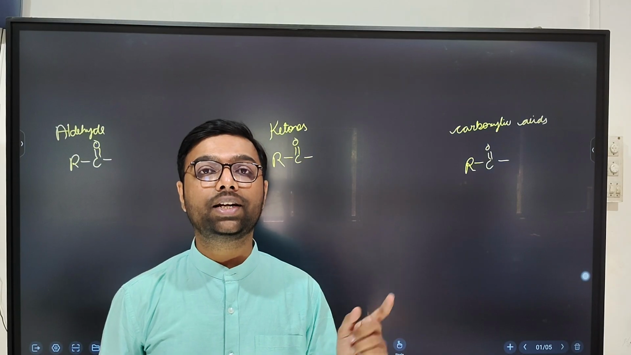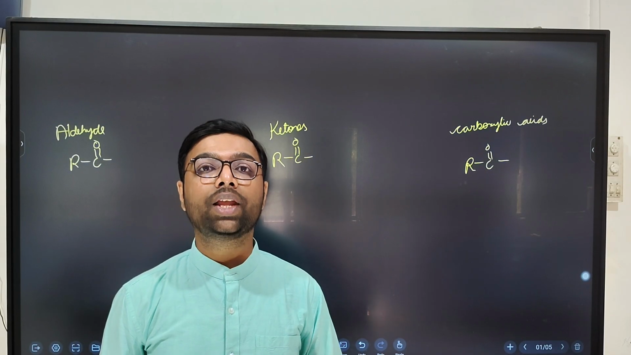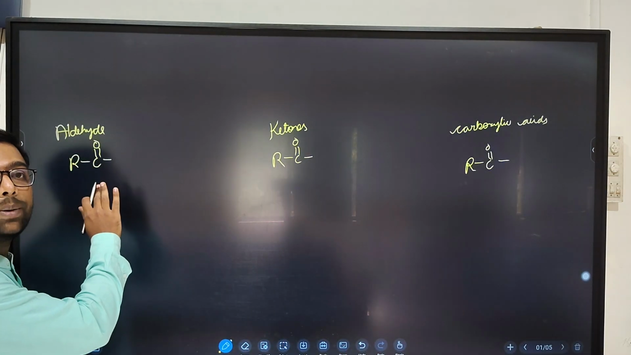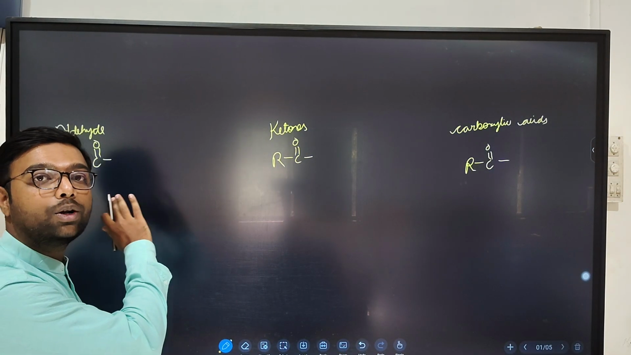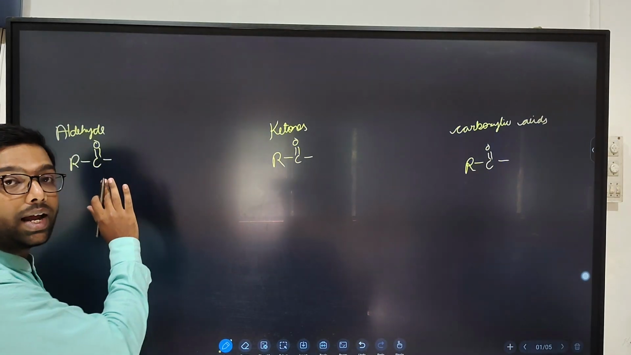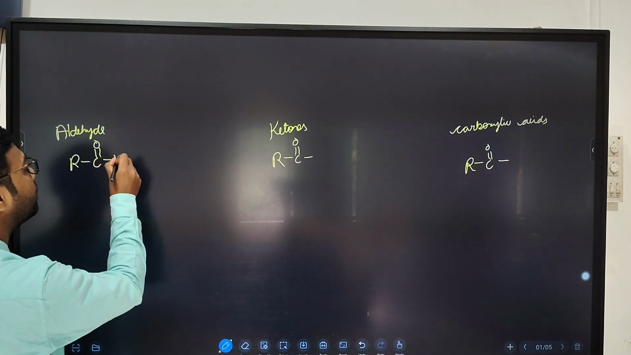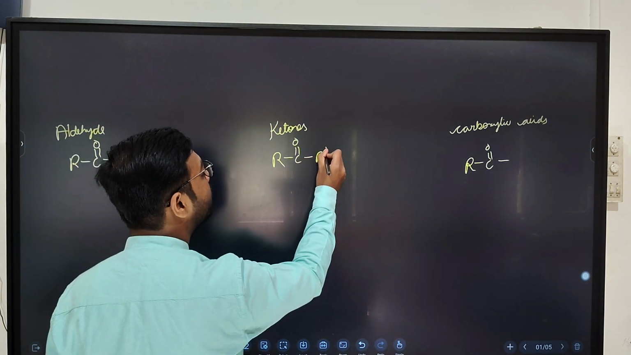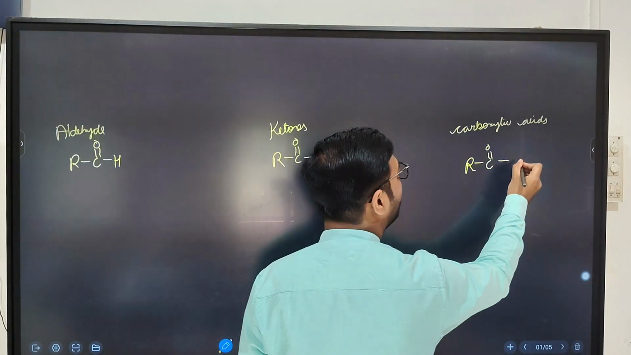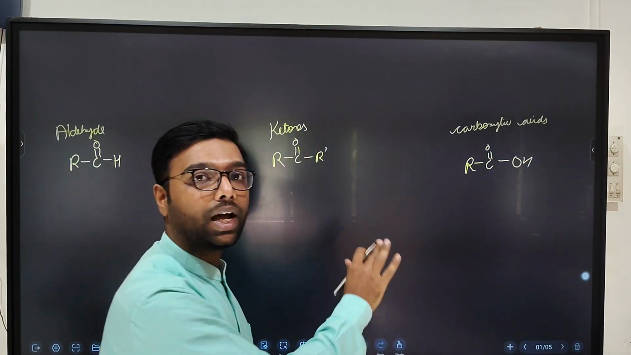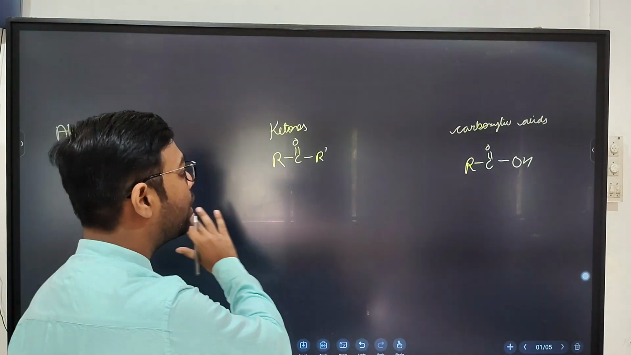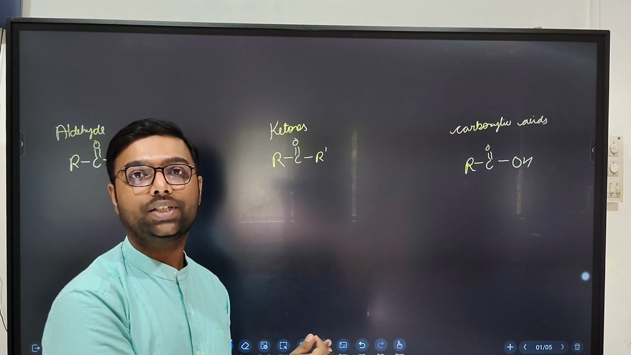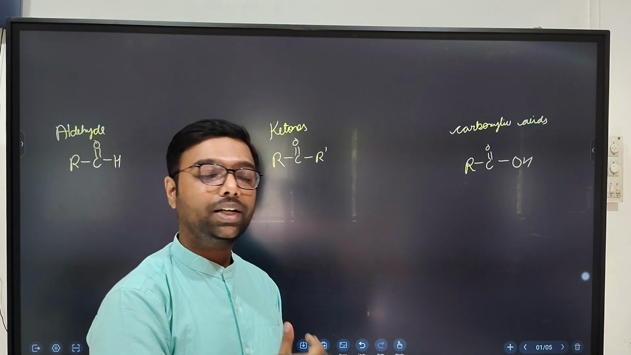Now we will try to understand the difference between all these three functionalities by writing the general formula. So let's write. Here I have R-C double bond O. You can see this is common in all three functionalities. If I attach a hydrogen to this carbonyl carbon, it will become an aldehyde. If I attach an R group, it will become a ketone. If I attach an OH, it will become the carboxylic acid. So this is how we write the general formula for all these three carbonyl compounds, that is aldehydes, ketones and carboxylic acids. Now we will move towards the methods of preparation.